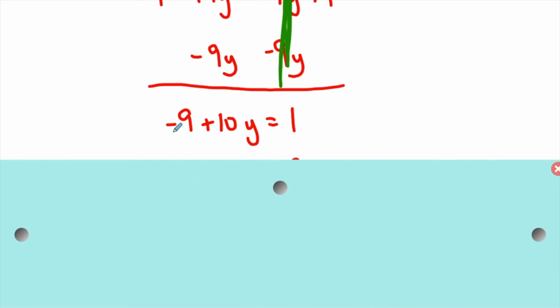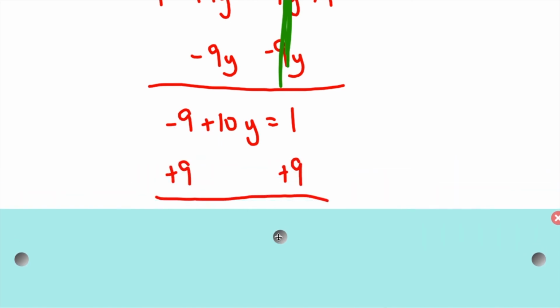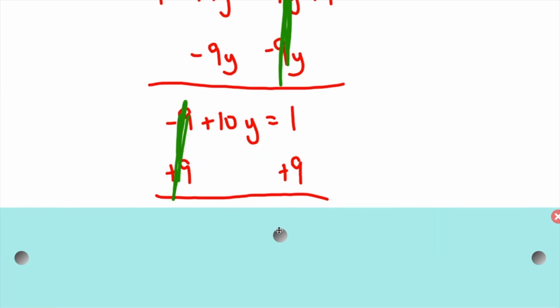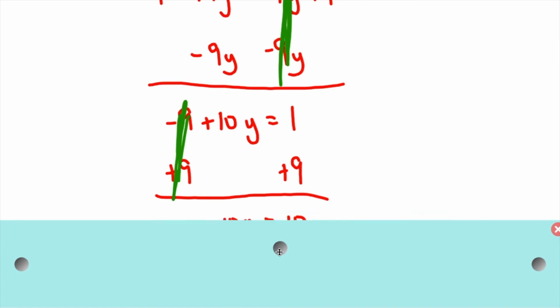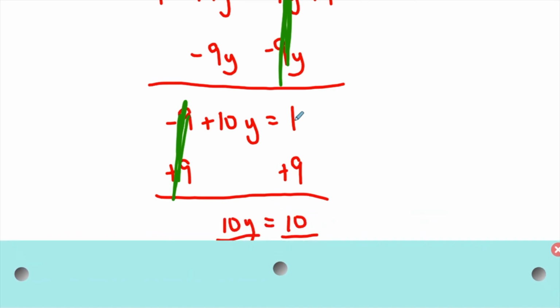Now, move the number with no variable. So I need to move the negative 9. This is a negative. I do the opposite, and I add. So add 9 to both sides. Negative 9 plus 9 is 0. Those are gone. Left-hand side is just 10y. And the right-hand side is 10. 1 plus 9 is 10.